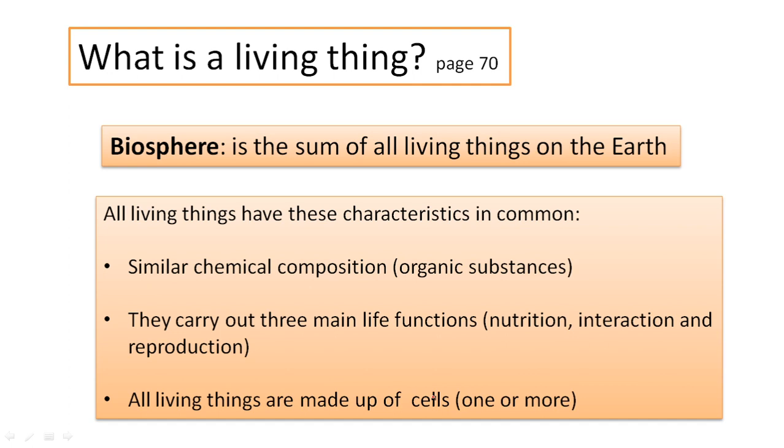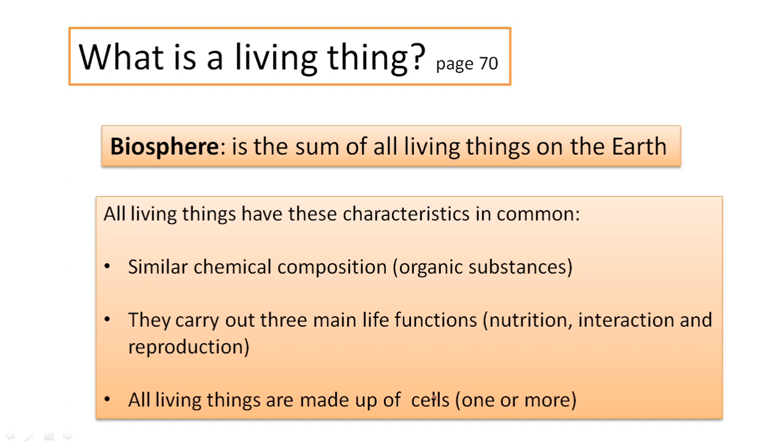All living things have a similar chemical composition, and that is different from other non-living things. Their chemical composition is mainly based on organic substances. On the other side, the non-living things are mainly formed with inorganic substances.